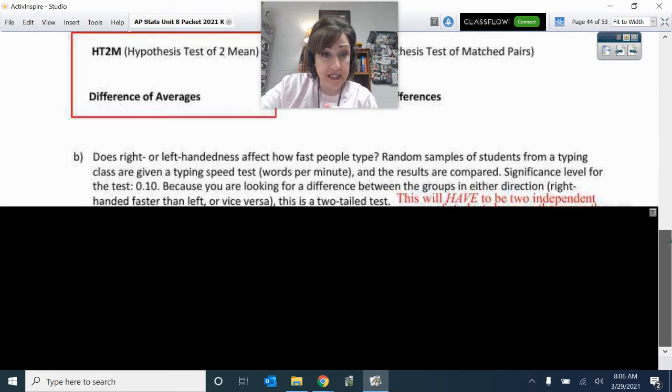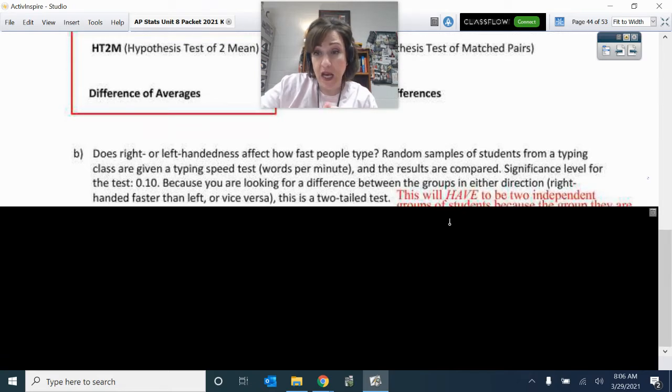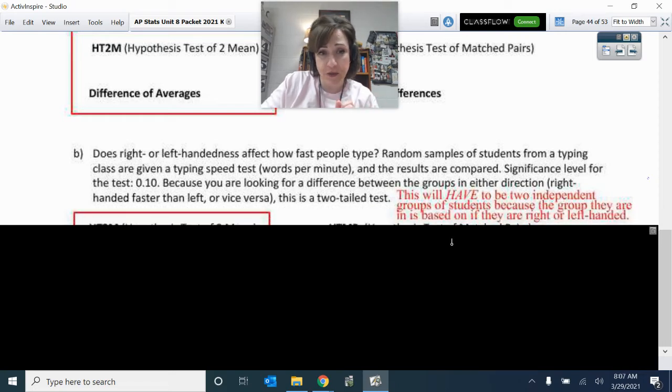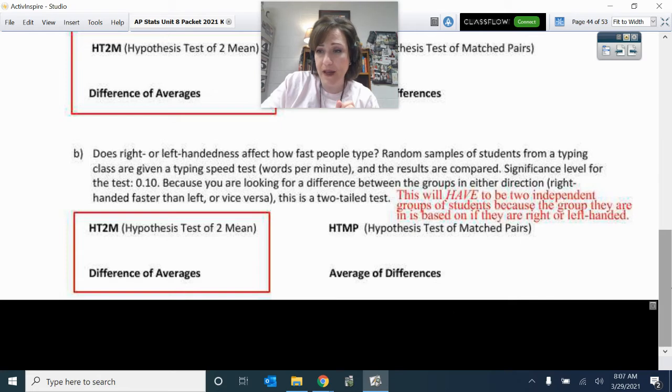I hope you see that they would have to be two independent groups of students, because in fact this would not even be a study where you are randomly assigning students to be a certain handedness. You would be looking at a subset of subjects, sorting them by their trait, and then doing that there. So we have a hypothesis test for two independent means, and of course that is the difference between two averages.